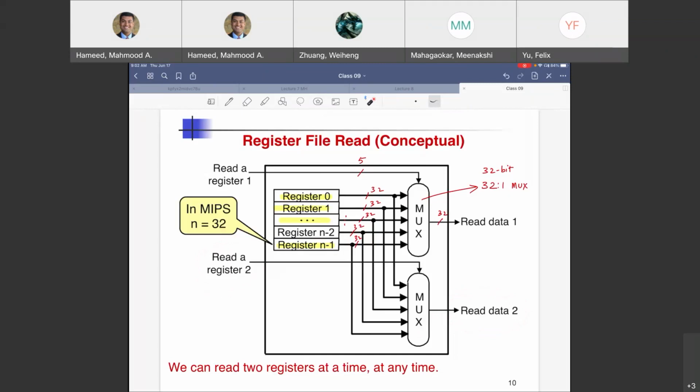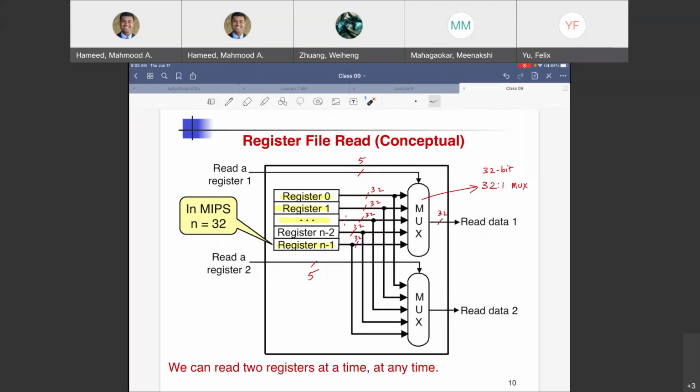Now, can both the registers be the same? Yeah, absolutely. They have independent muxes, right? So I can have the same 5-bit sequence here and here, and I will be reading the same register. So I can do something like add S1, S1, S1. I'm reading S1, I'm reading S1, adding them, and putting the result back in S1. Reading in parallel, yes, absolutely.